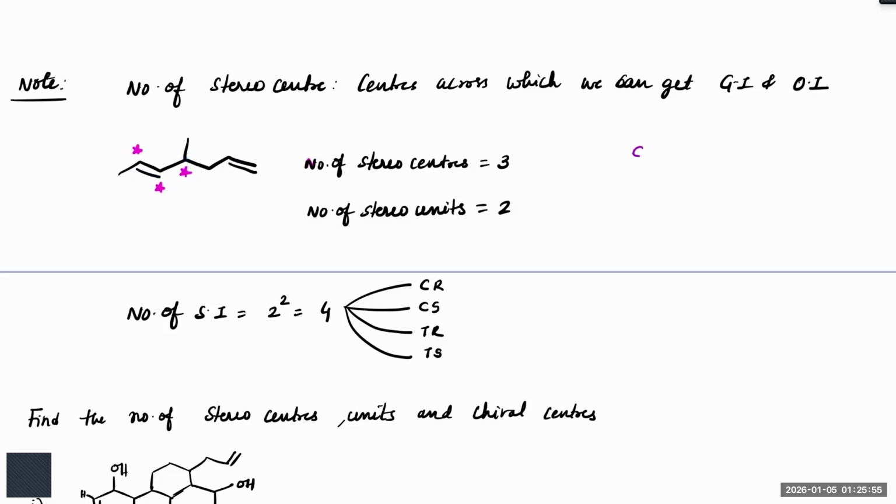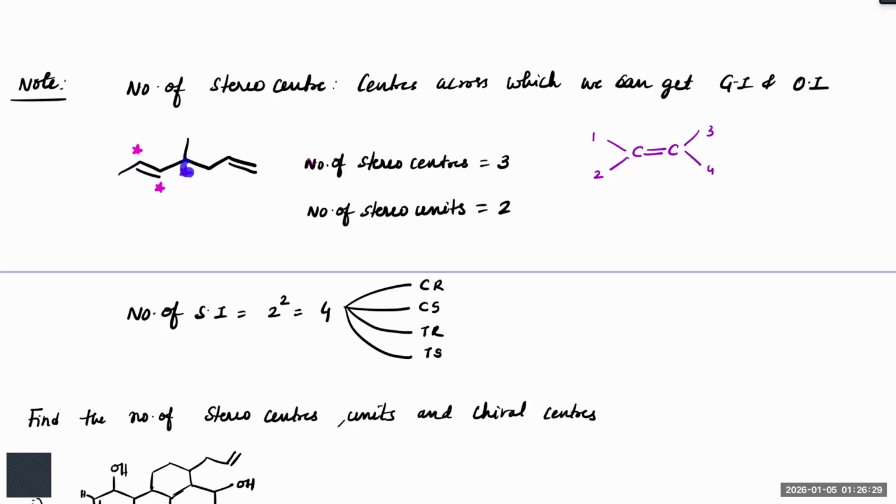See, what do you mean by these centers? If you have C double bond C, I'd have two groups here like this. Let's say 1, 2, 3, 4. With respect to this carbon also, I can make cis and trans because I can push 2 here and 1 here. Or with respect to this carbon also, I can push 4 here, 3 here and make it cis and trans. Thus, every center across which we can make a geometrical isomer or an optical isomer is called a stereogenic center. So therefore 1, 2, 3, total 3 centers.